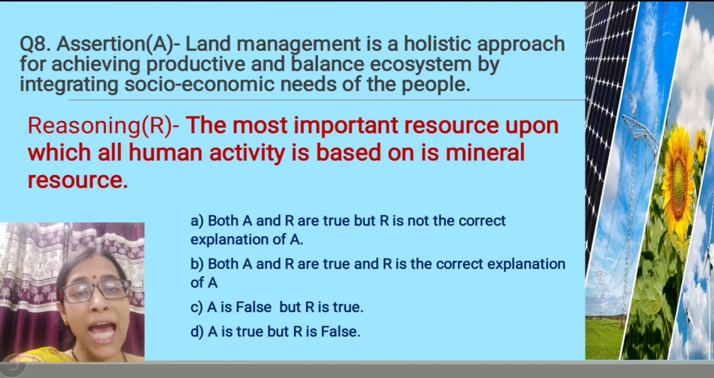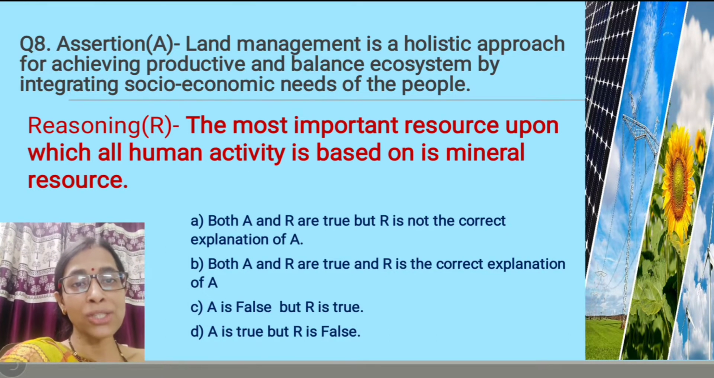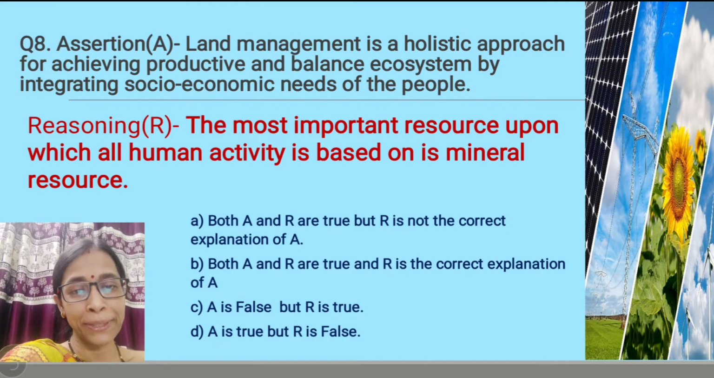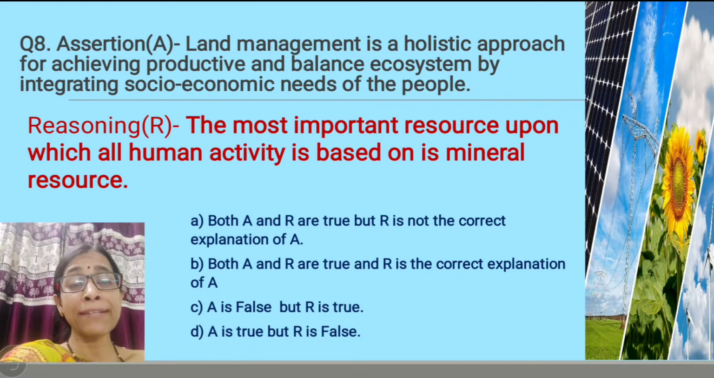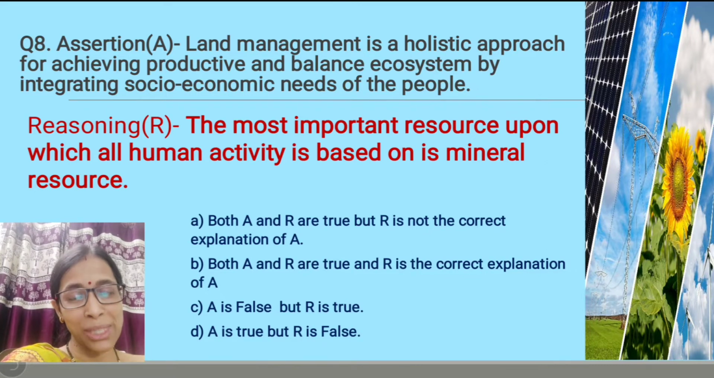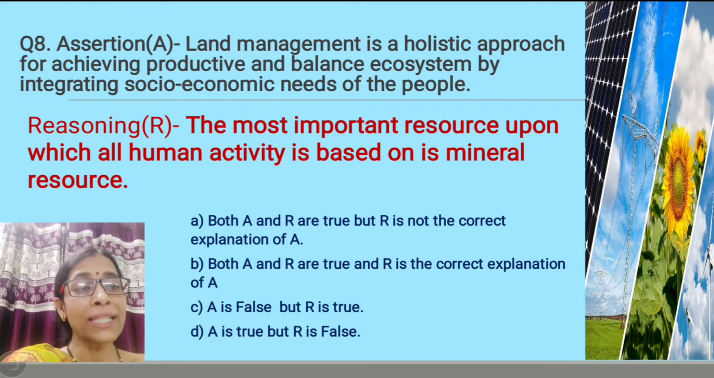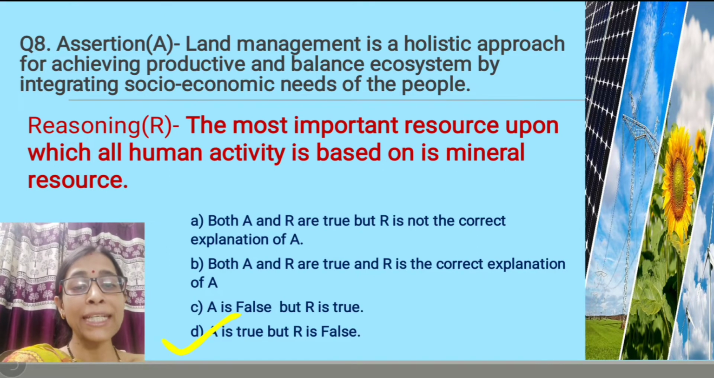Question number 8. Assertion is here, land management is a holistic approach for achieving a productive and balanced ecosystem by integrating socio-economic needs of the people. So this is also very correct. Here A is correct. Reasoning is given here, the most important resource upon which all human activity is based is mineral resource. So this is not the correct reasoning. So here the correct option is option number D. A is true but R is false.